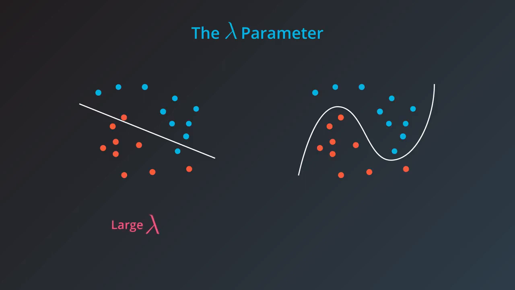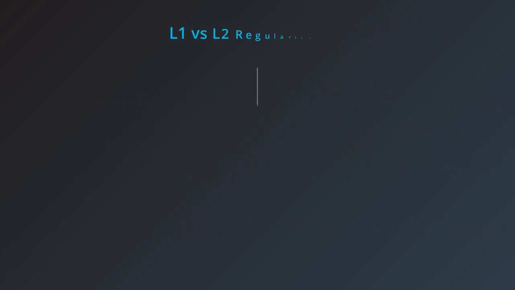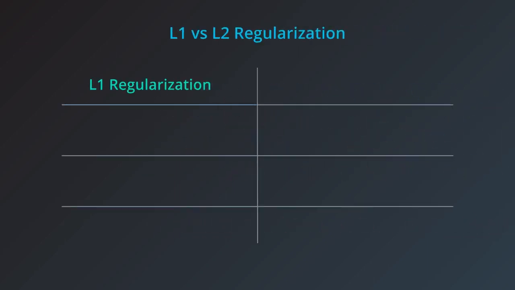If we have a large lambda, then we're punishing complexity by a large amount, and we're picking a simple model. Whereas if we have a small lambda, then we're punishing complexity by a small amount, so we're okay with having more complex models. Now the question is which one to use, L1 or L2 regularization? So here's a cheat sheet with some benefits for each one.